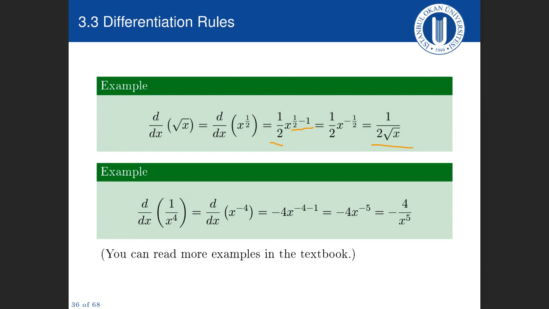Or we can differentiate 1 over x to the power 4, because that just means x to the power minus 4. The derivative of x to the power minus 4, we have a minus 4 at the front, and then we decrease the power of x by 1. So x to the power minus 4 minus 1. That's minus 4x to the power minus 5, or minus 4 divided by x to the power 5.